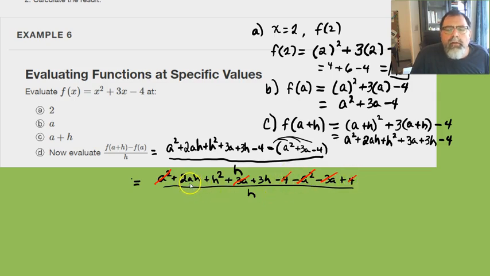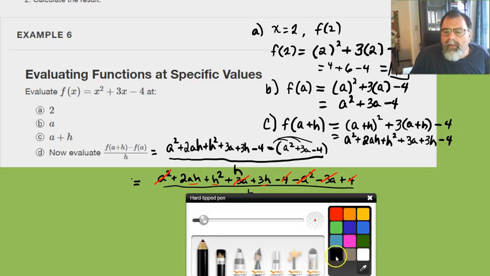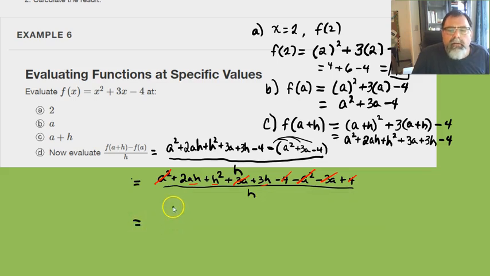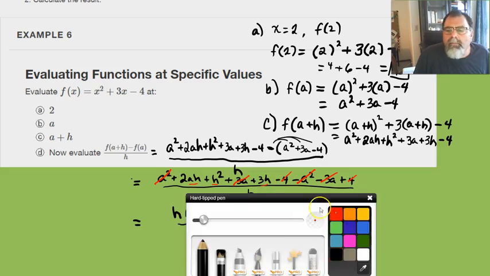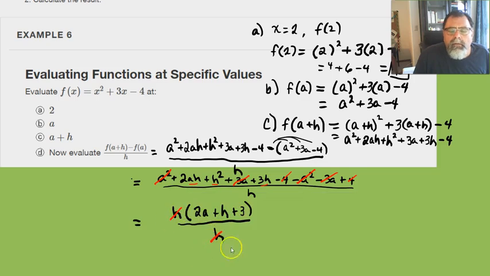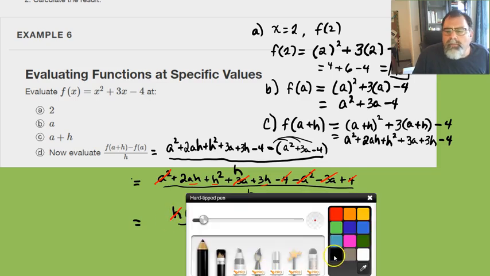And now notice all 3 of these leftover terms have an h in them, so I'm going to factor that h out, and we get 2a plus h plus 3, and that h that I just factored out will cancel that h on the bottom, and then I'm left with this expression.